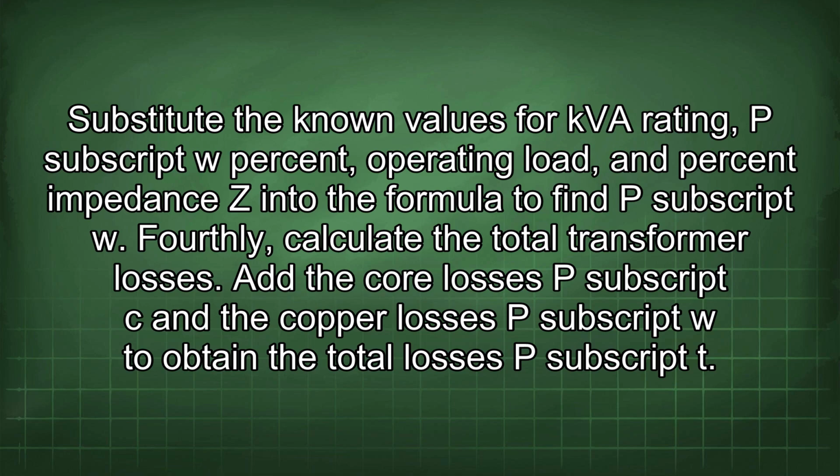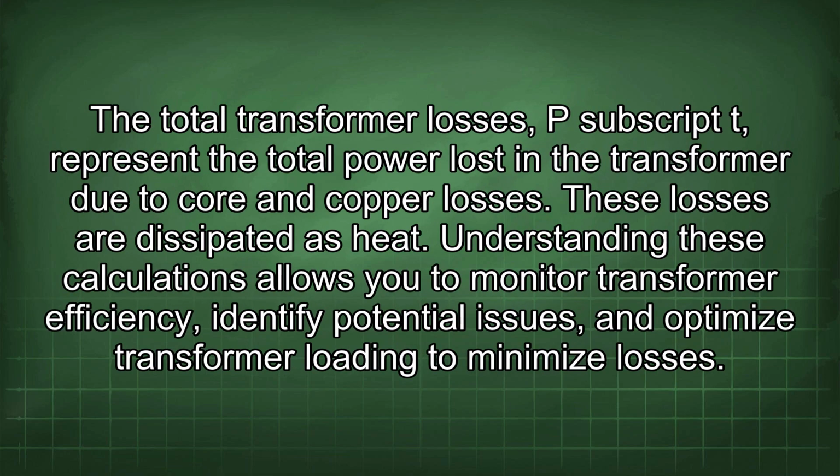Fourthly, calculate the total transformer losses. Add the core losses P_C and the copper losses P_W to obtain the total losses P_T. The total transformer losses, P_T, represent the total power lost in the transformer due to core and copper losses. These losses are dissipated as heat. Understanding these calculations allows you to monitor transformer efficiency, identify potential issues, and optimize transformer loading to minimize losses.